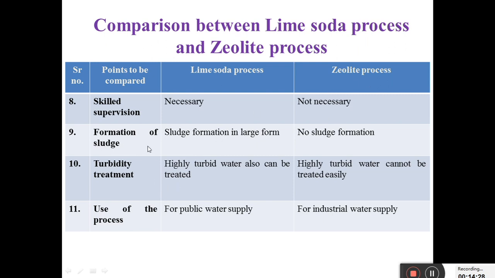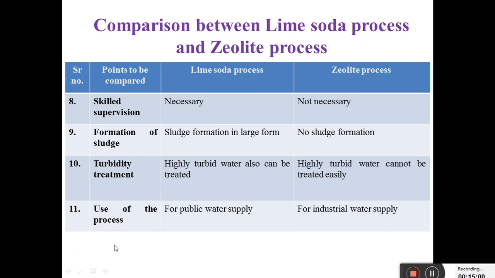Formation of sludge, this is a very important point. See, in the lime soda process sludge is formed in large amounts, okay, but in the zeolite process there is no sludge formation. Sludge is not formed in the zeolite process. This is a very big advantage of the zeolite process. Then the turbidity treatment. See, in the lime soda process, highly turbid water can also be treated, which cannot be treated in the zeolite process.